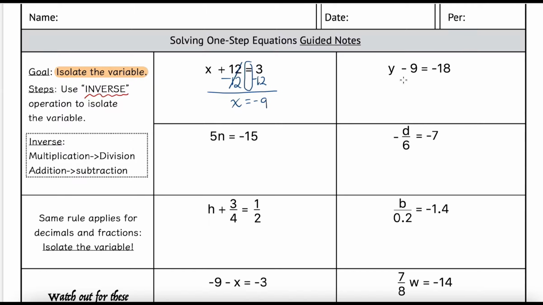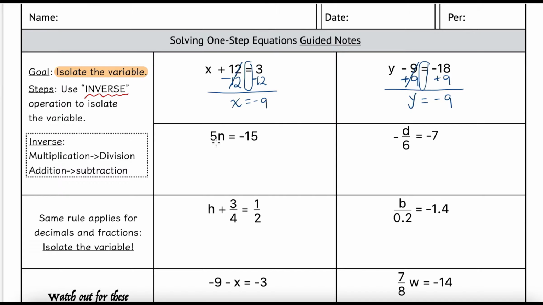Second question, y minus 9 is equal to negative 18. Because this is a subtract 9, using our inverse, we are going to add 9, because that will accomplish y being by itself. And we have to add 9 to the other side of the equation to be fair. That will simplify to 0. You are left with y on the left side of the equation equals negative 18 plus 9, which is negative 9.